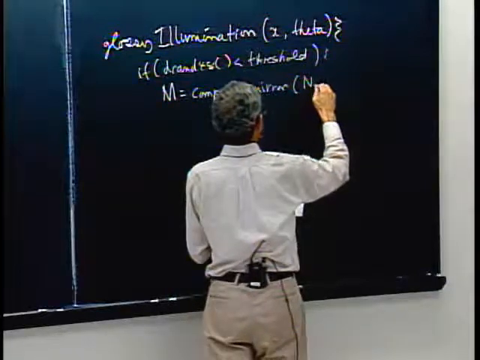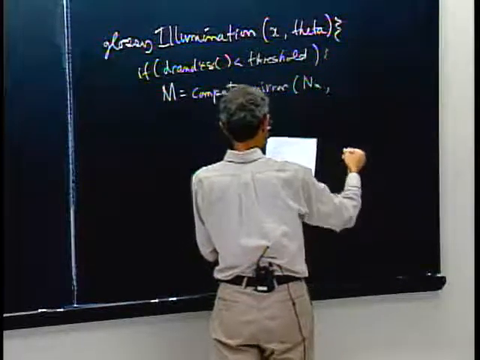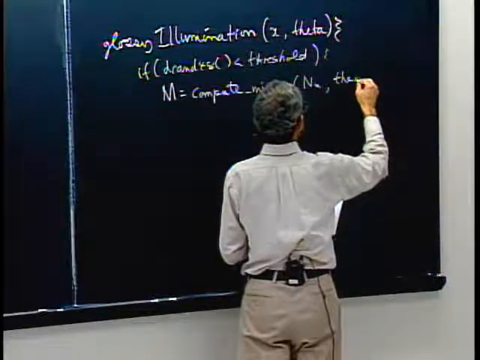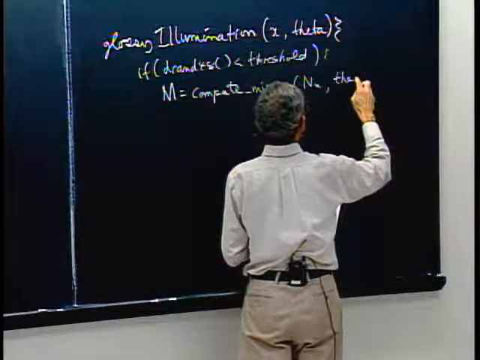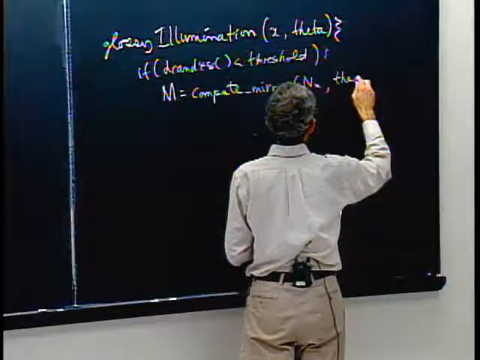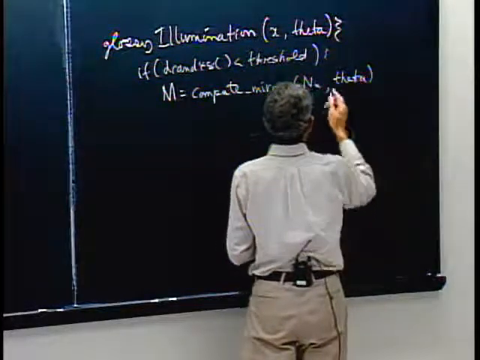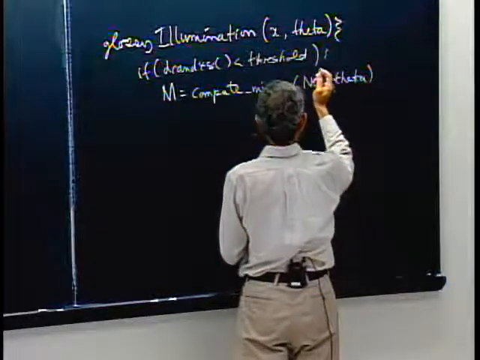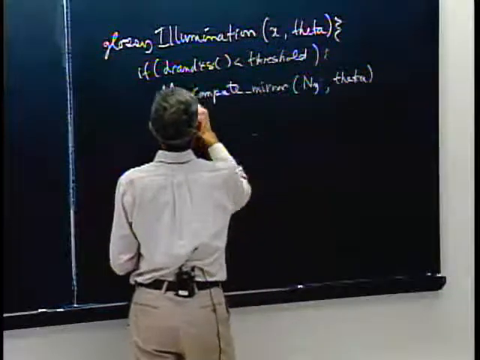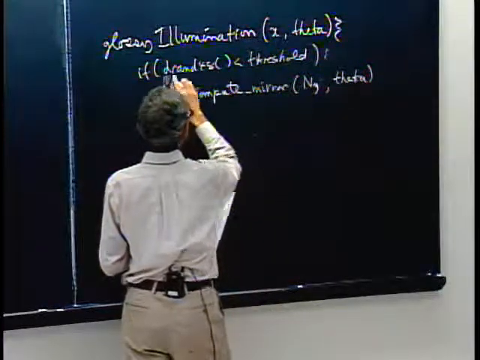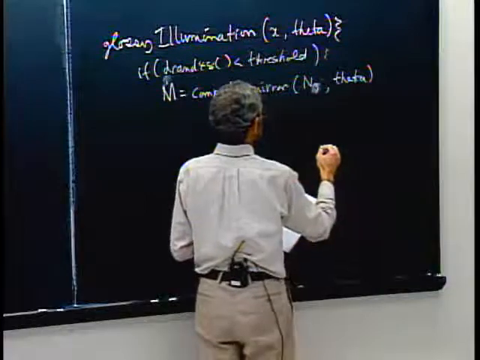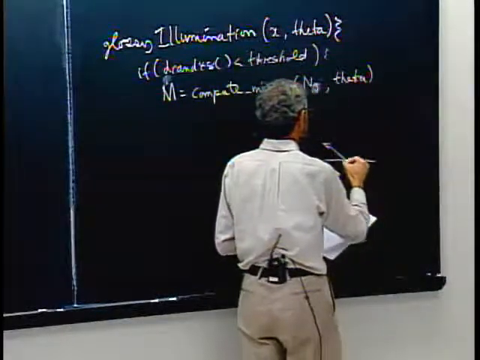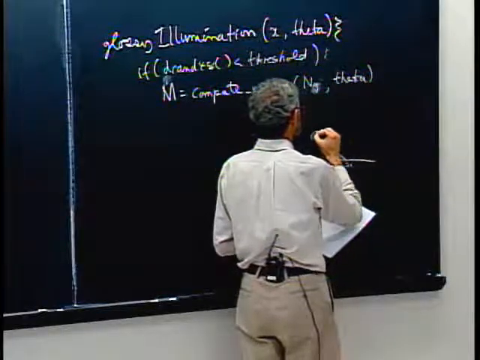We had the normal at x, and the direction that the light is supposed to be coming out in, theta. Let me think about this. This is the normal, and we want the light coming out from x in direction theta.